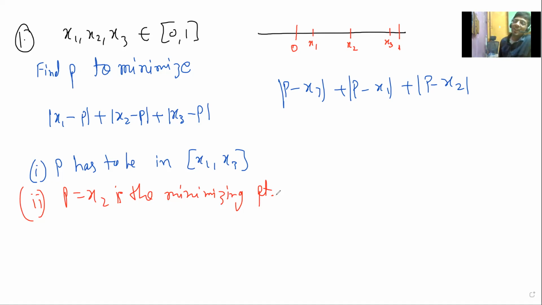Okay. Chandan, can you say? I think Raghav already said it, but do you want to say why the minimum is x2? I'm sure you have guessed that, but why the minimum is x2? I want you to say it in your words.